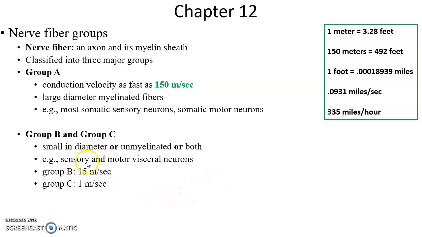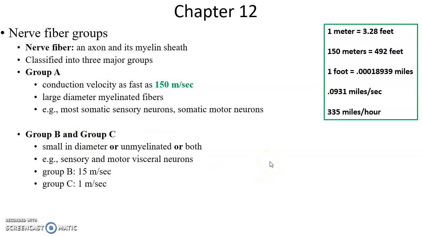These are some of the sensory motor neurons for the visceral neurons. It turns out the signals coming from our internal organs travel slower, and this could be 15 meters per second, or for group B, 1 meter per second for group C. Basically because either it's unmyelinated or it has a smaller diameter, or both.